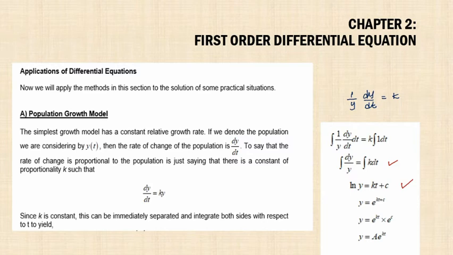Then by taking the exponent of both sides, we have y equals e power of kt plus c. And we separate the index, so we have e power of kt times e power of c. By substituting e power of c as a, we have the equation of population growth as y equals a e power of kt, where a is e power of c.